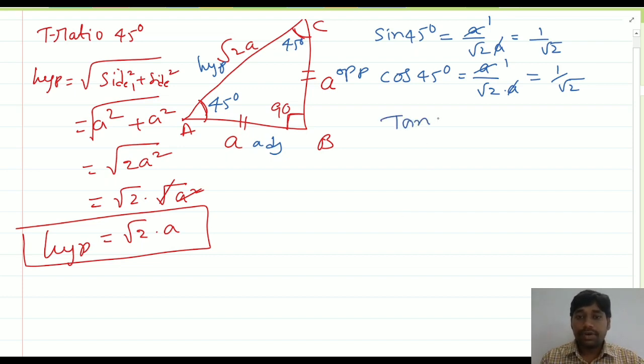Now see the tan 45. Tan 45 is simply, we got one right over there. Opposite by adjacent, that is A by A, which is equal to 1. So tan 45 is 1.